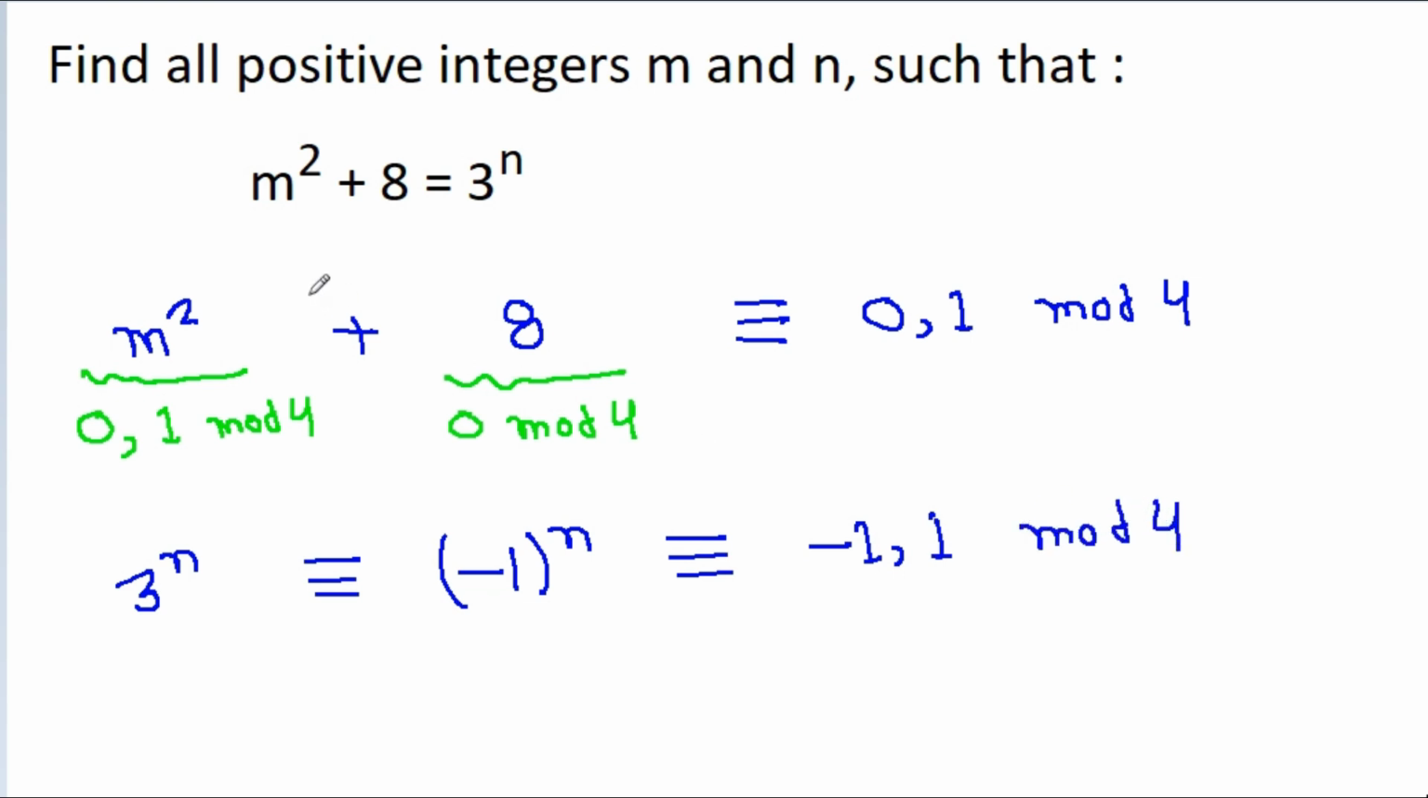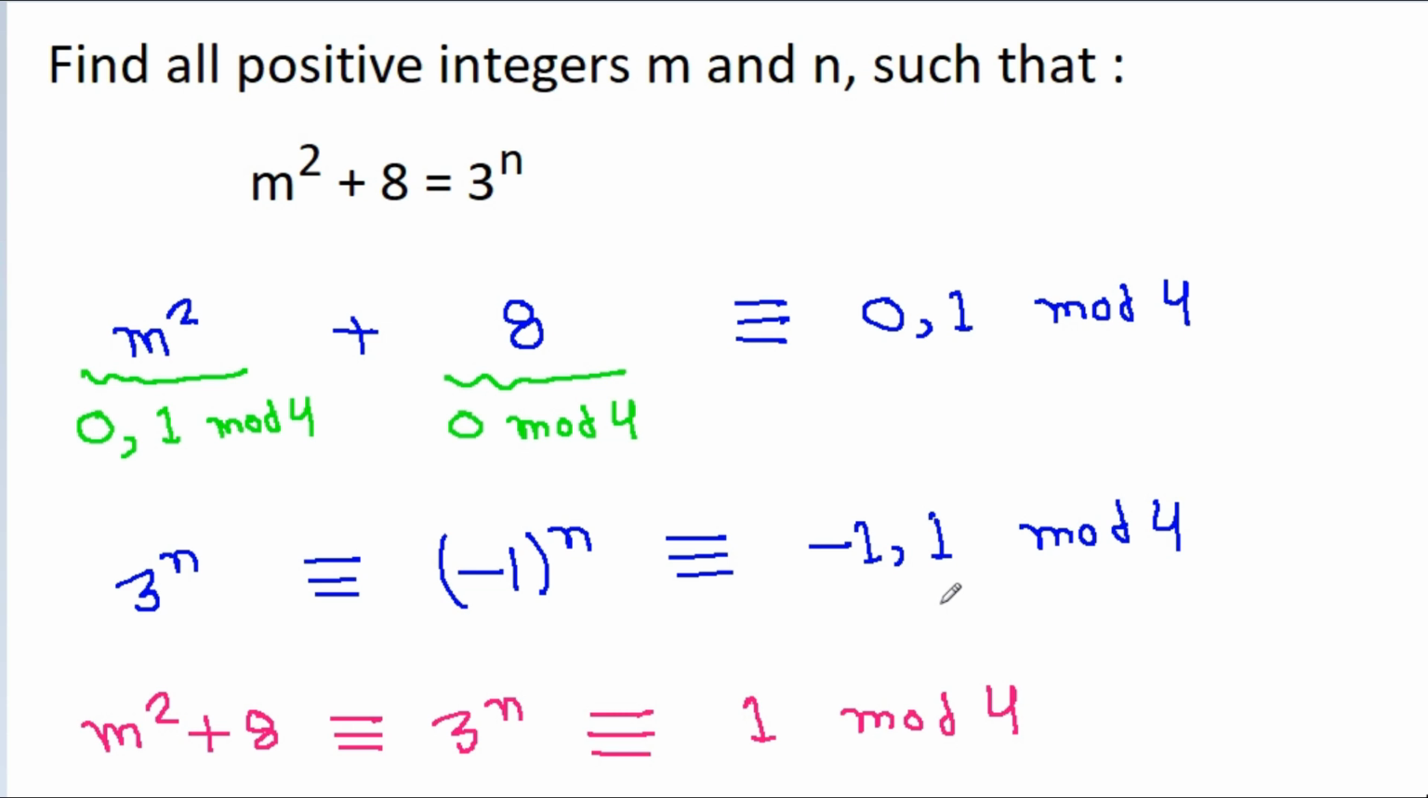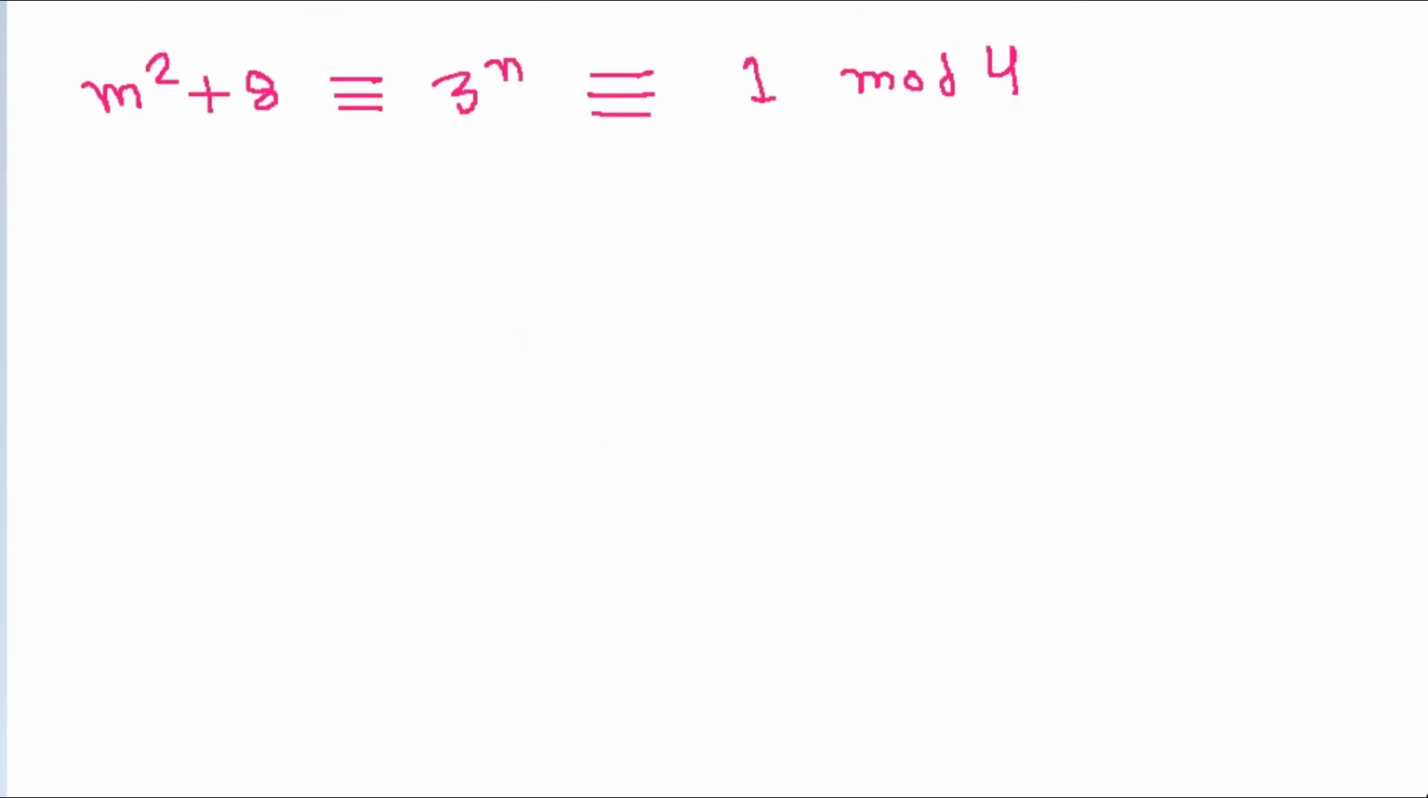So we are given that m square plus 8 is equal to 3 power n. So m square plus 8 will be congruent to 3 power n, that will be congruent to 1 mod 4, because 1 is common in both terms. So we get 3 power n is congruent to 1 mod 4. That means n is even.